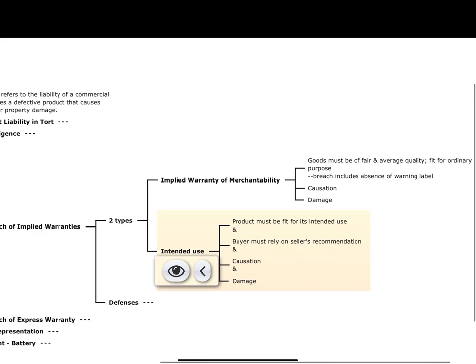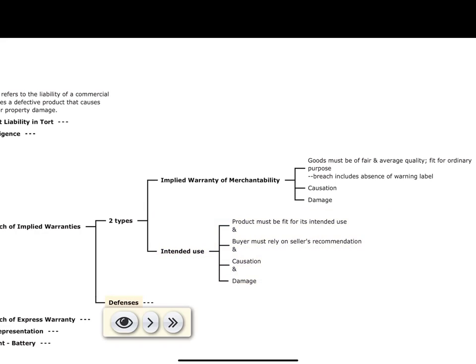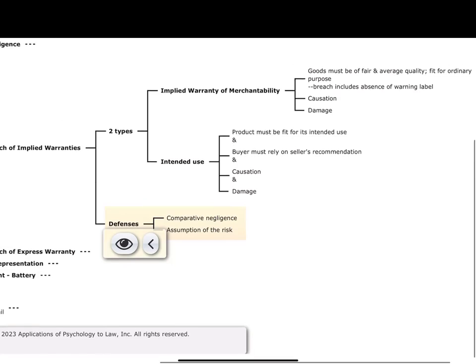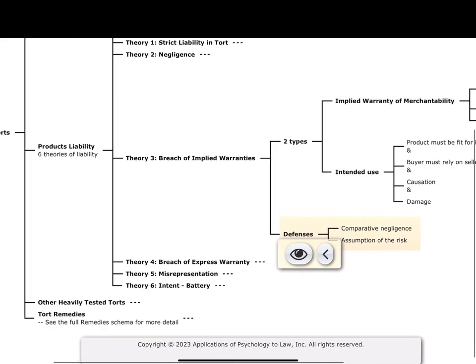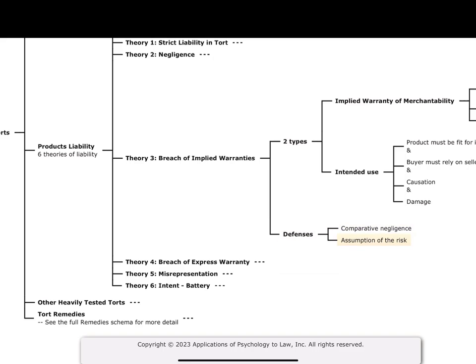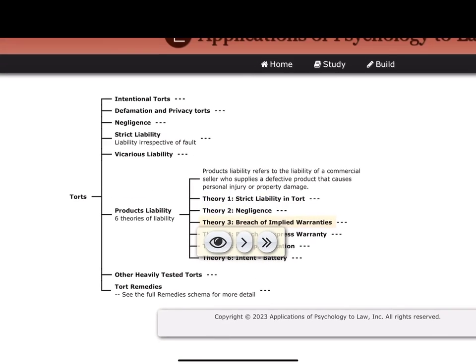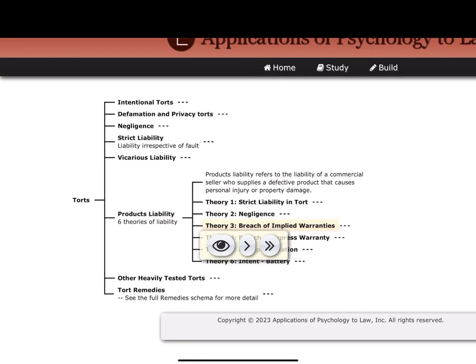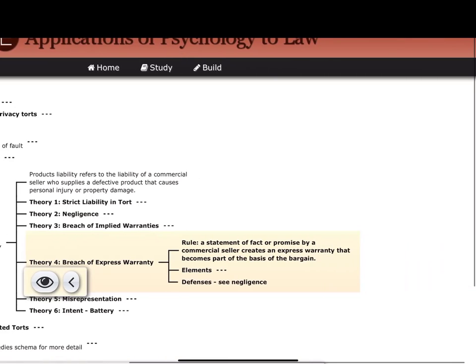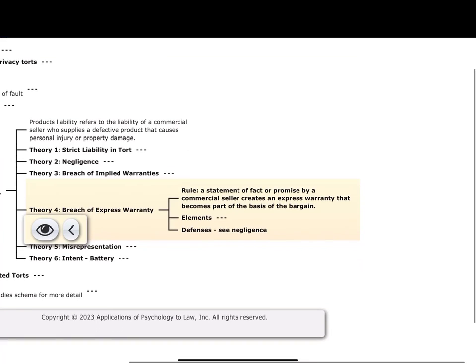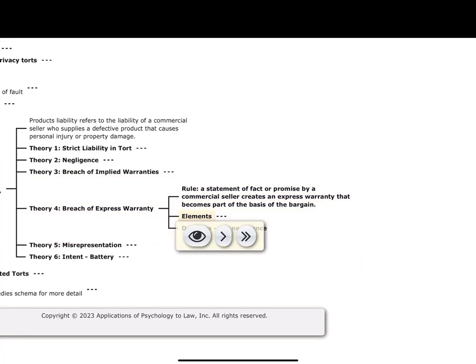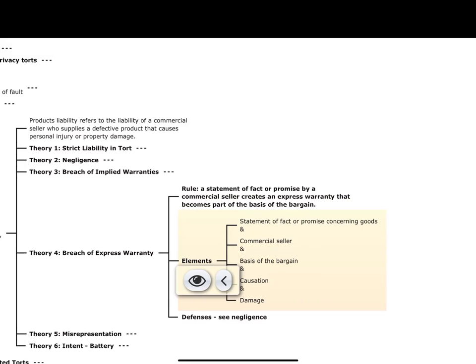Then we move to theory 4, breach of an express warranty. Sometimes they give us one of those, sometimes they don't. We'll see in this hypothetical. Let's open it up. Express warranty, a statement of fact or promise by a commercial seller that creates an express warranty that becomes part of the basis of the bargain. And again, there are elements. All of this should be in your active memory by the time you take the bar exam.